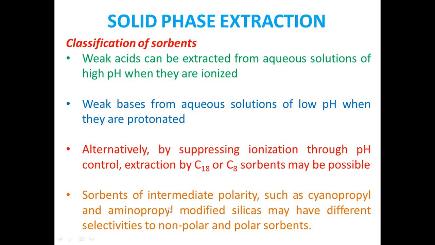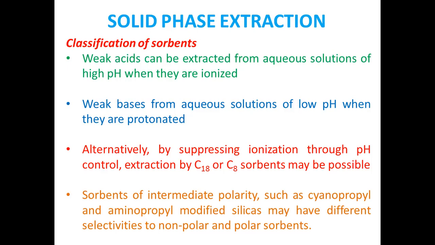Sorbents are also possible with intermediate polarity. If you modify silica by introducing a cyanopropyl group or aminopropyl group, they will be intermediately polar. This type of modified silica will be applicable for the separation of both polar and non-polar solutes. So solute selectivity is expected when you use modified silica such as cyanopropyl silica or aminopropyl silica. It is suitable for the separation of both polar and non-polar solutes.